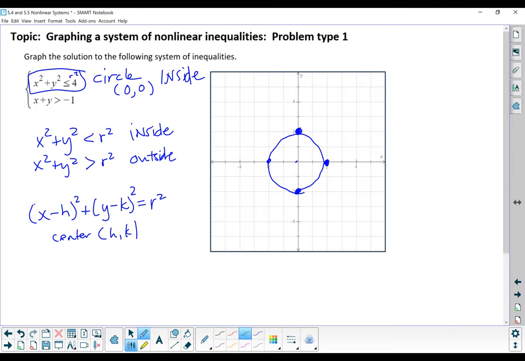So we also have a line in our system. X plus y is greater than negative 1. So if we solve for y, this is y is greater than negative x minus 1. So our y-intercept is negative 1, and our slope is down 1 over 1. Now this is not a solid line. It's just going to be a dashed line.